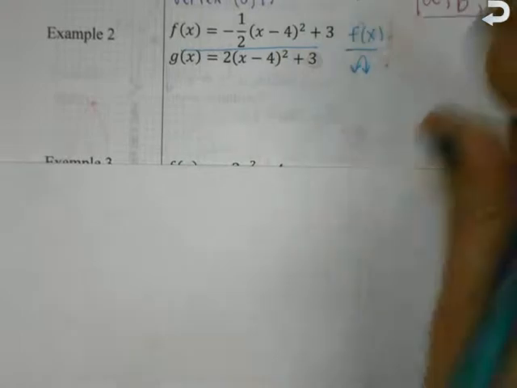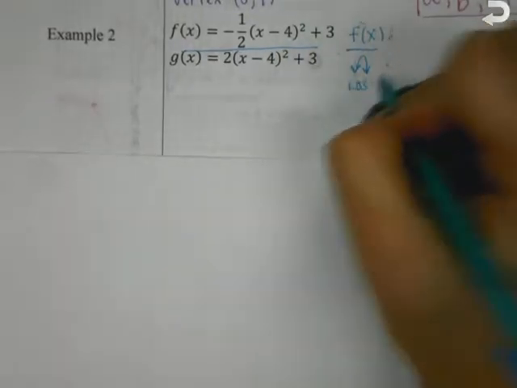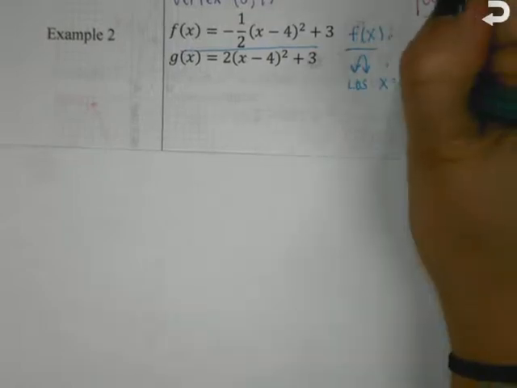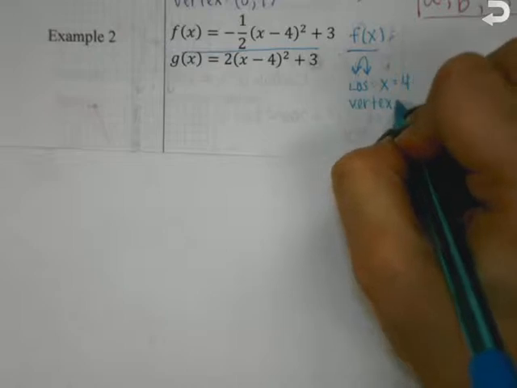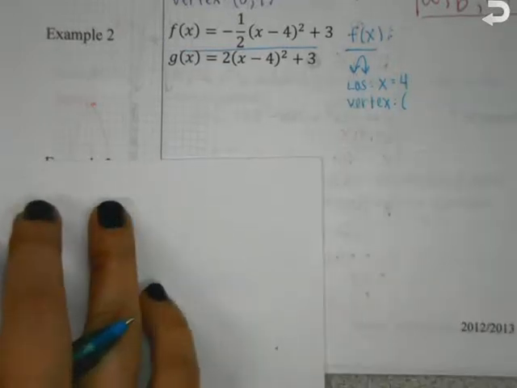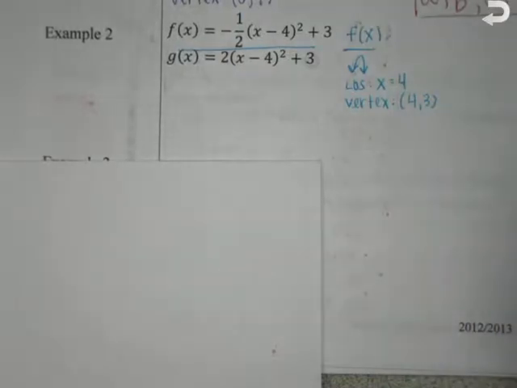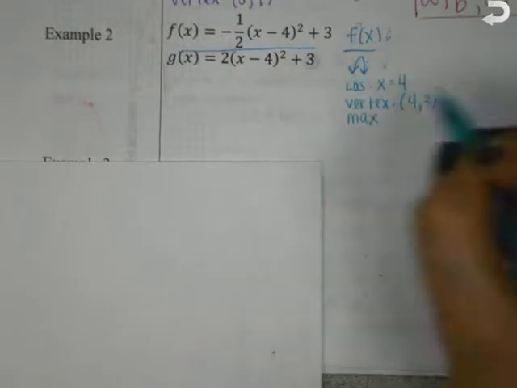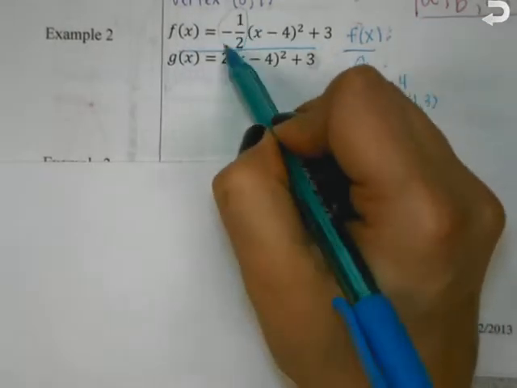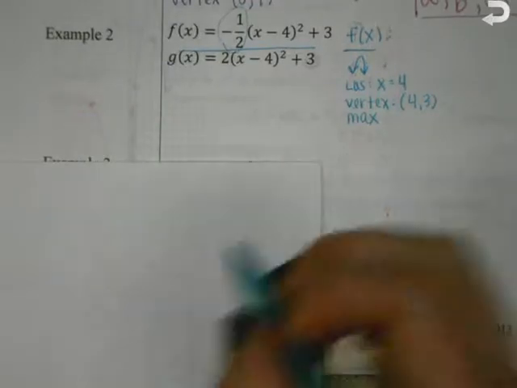What is the line of symmetry? X equals positive 4. What is the vertex? Positive 4, positive 3. Does this have a min or a max? A max, because it's opening down. And since A is negative 1/2, is that a wide or a narrow parabola? It's a wide parabola. Okay.